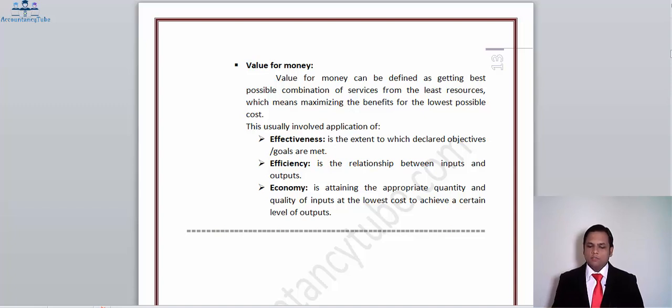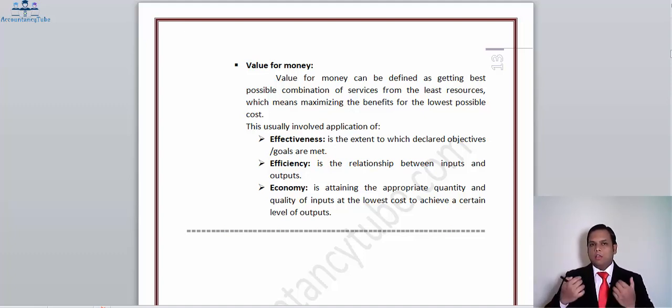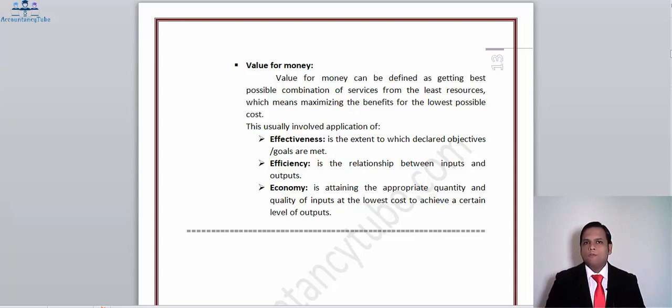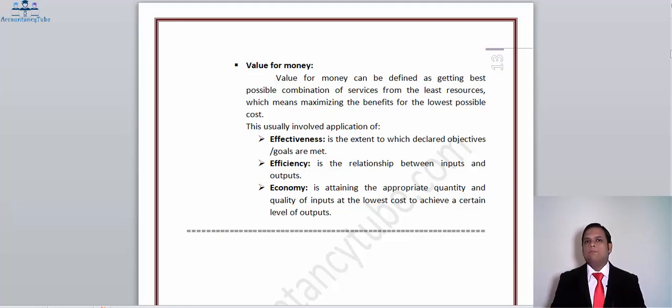Then we've got economy, which is attaining the appropriate quantity and quality of inputs at the lowest cost to achieve a certain level of outputs. Now that we know that this is the output that we desire and this is the quality that we desire of the output, so instead of reducing the output, we focus on the cost of the input. Here we are talking mainly from the cost perspective. So the least cost incurred in producing those outputs means that the project was economic.